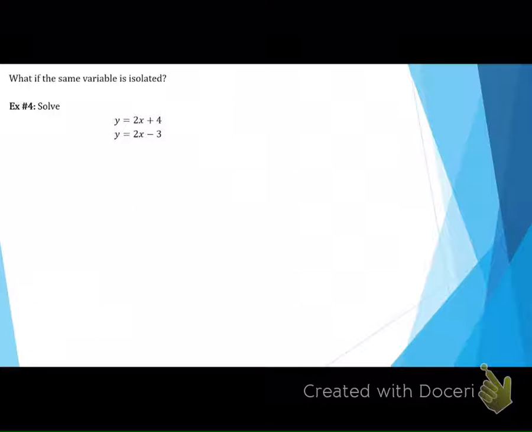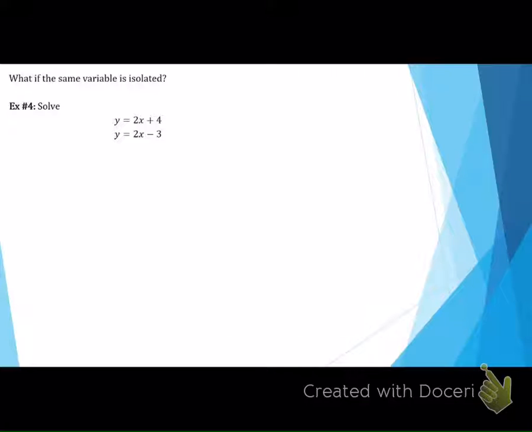So the last one. We already have variables isolated, but it's the same variable isolated. And for whatever reason, when this happens, some of you guys will get super confused. Not all of you, just some of you. I don't know what it is. It's really not that difficult, but I think it just throws you guys for a loop that there's the same variable isolated.